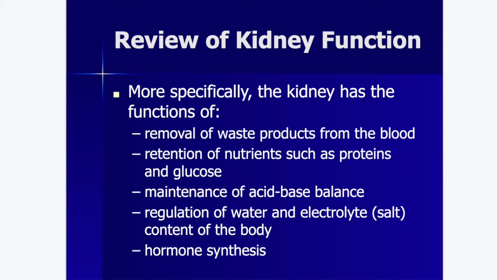So if we look more specifically, the kidney has functions of removing waste products from the blood, retaining nutrients such as proteins and glucose that your body should hold on to, maintaining the acid-base balance of your blood, so that should be between a 7.35 and 7.45. So your kidneys help the blood to stay within that range as far as pH goes. It's going to regulate the water and electrolyte or salt content of your body. It's also going to be responsible for producing hormones. And then to be specific, that hormone would be erythropoietin produced by your kidneys so that your red bone marrow can be targeted to make more red blood cells.